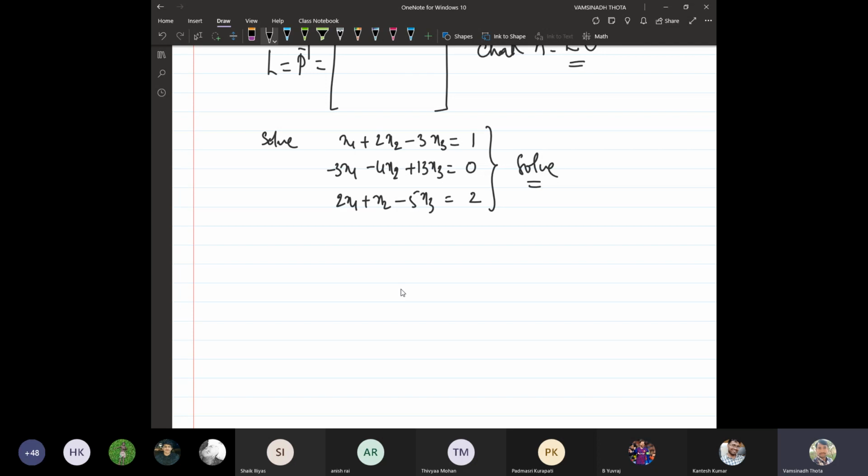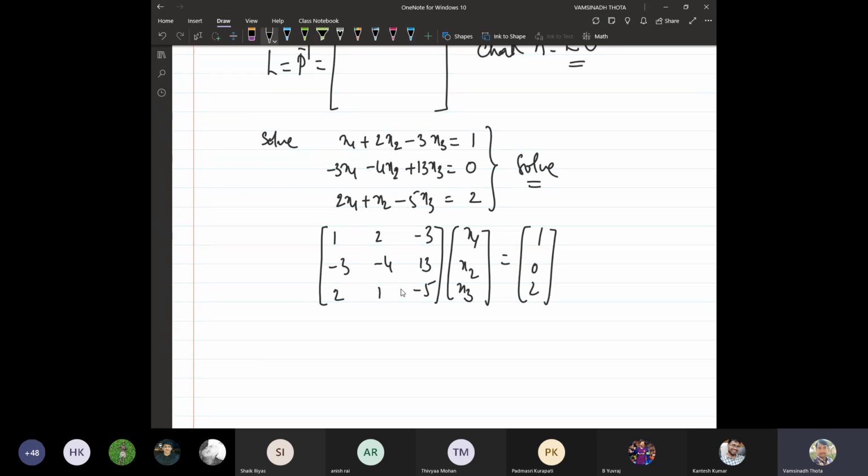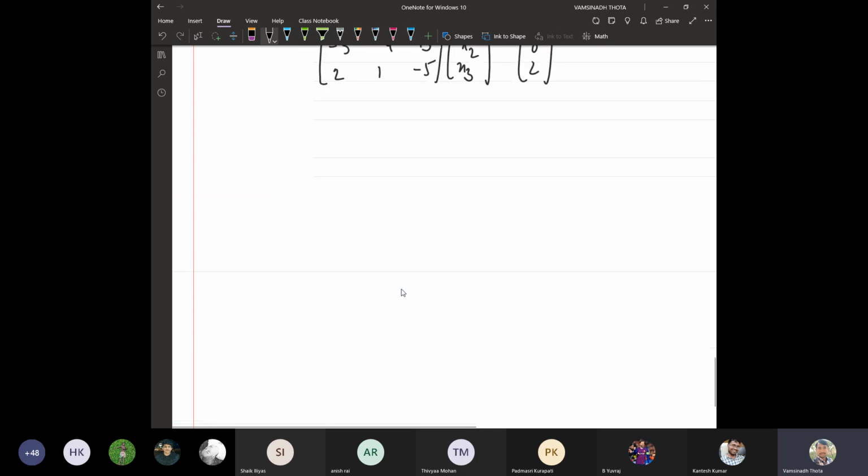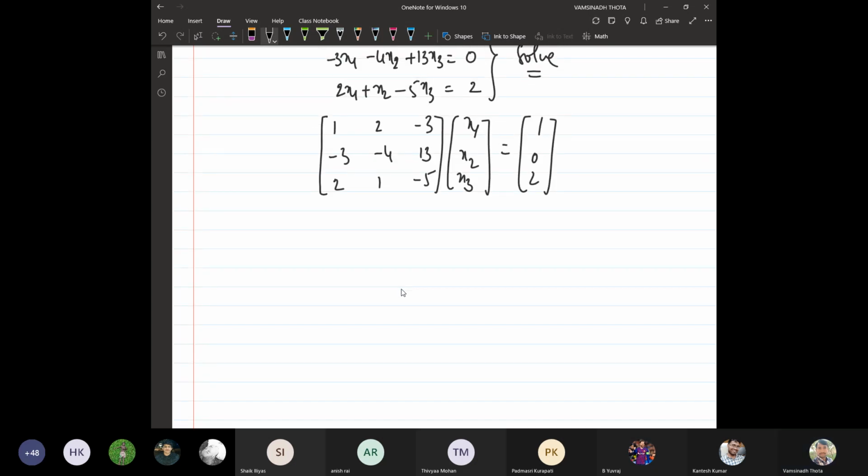If you write the LU decomposition in matrix form, the coefficient matrix is 1, 2, minus 3, minus 3, minus 4, 13, 2, 1, minus 5, with the variable matrix x1, x2, x3, and then here 1, 0, 2. This is the matrix A, and A is already decomposed in LU format.